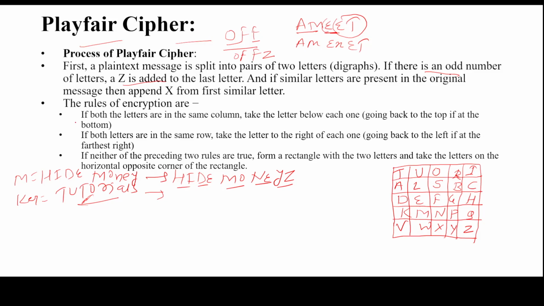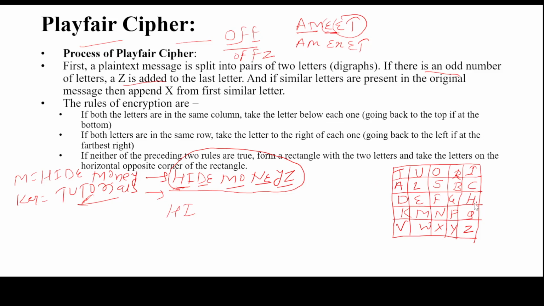Now take the original message. The paired original message is this one, and we are going to encrypt the message now. The first rule says that if both letters of the pair are present in the same column, take one decision; if they are in the same row, take another decision; and if they are not in the same column or row, take a third decision. First of all, we will see the first pair, HI. Where is H? In my matrix, here is my H.